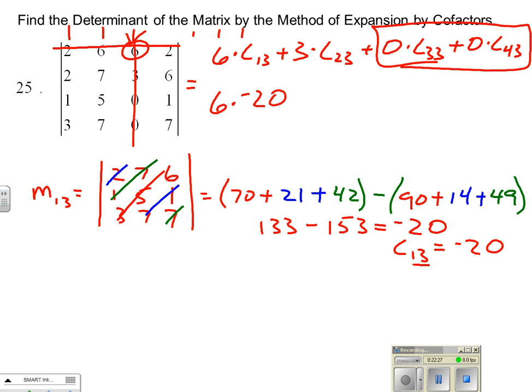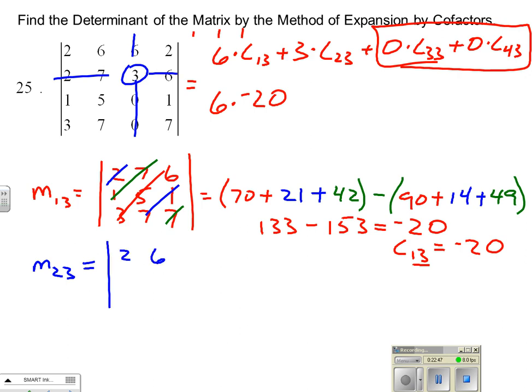Let's find our next minor. So next, minor 2,3. Entry 2,3 is located right here. I'm going to ignore its row, its column, and I need to find the determinant of 2, 6, 2, 1, 5, 1, 3, 7, 7. My downward diagonals. Can you follow this? 2 times 5 times 7, 70.